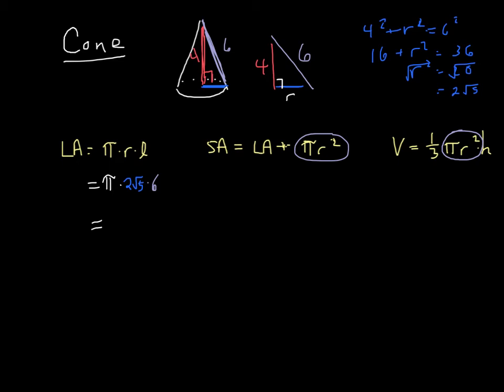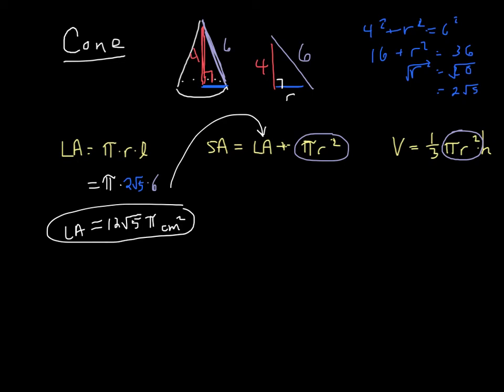And this is going to be your favorite answer of the entire day. We get to have 12 radical 5 times pi, radical and pi in the same answer. We can't simplify it any more than that. You are done. Put some units with it, of course. And that's my lateral area.